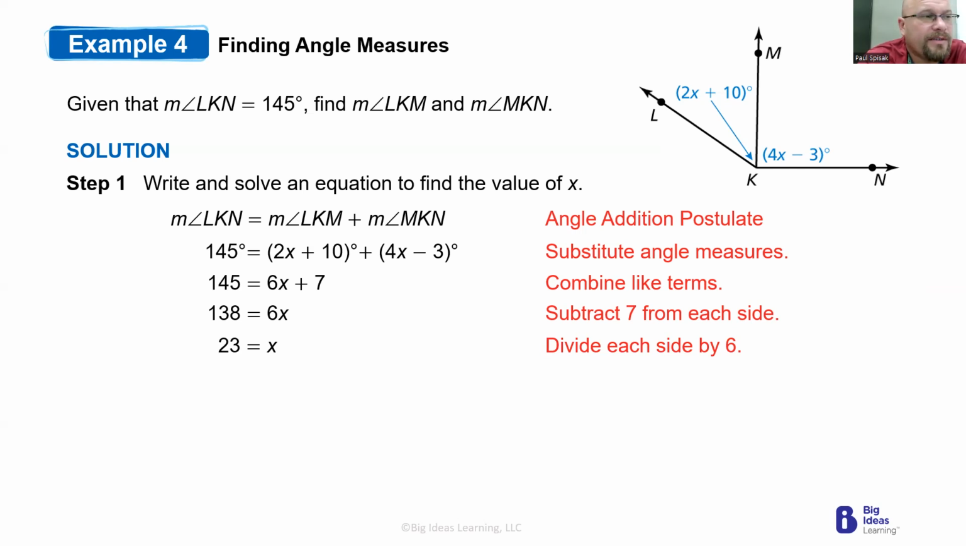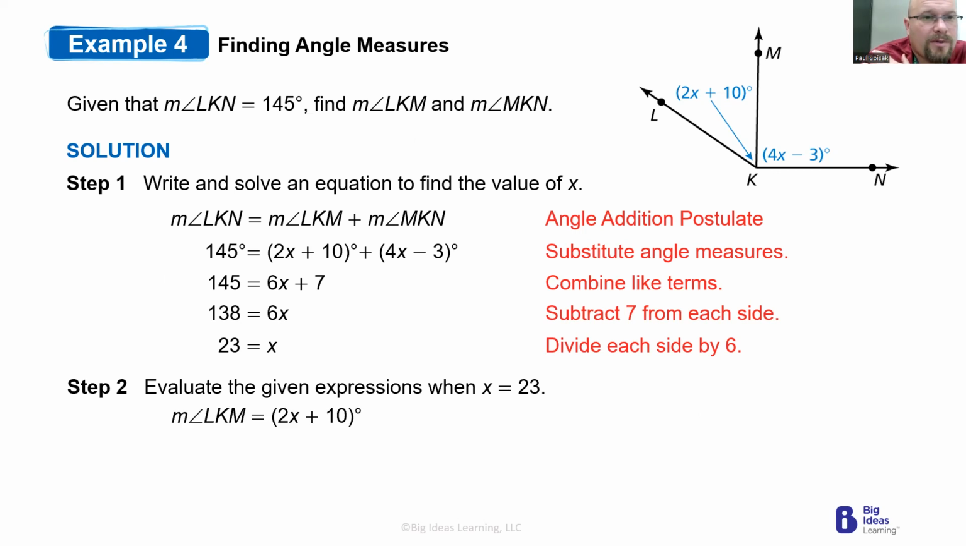Again, double check and see that you answered the question that was being asked. So it said, given that the one angle is 145, find the measure of two other angles. So of LKM and of MKN. So there's two smaller measurements. So now we're going to take that x value and plug it back in. So 23 goes in for x in both equations. So 2 times x, which will now be 23, plus 10. 2 times 23 plus 10 is 56.